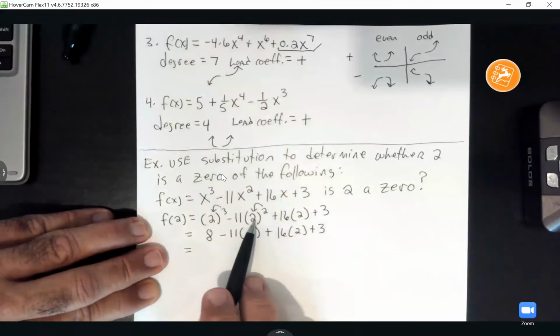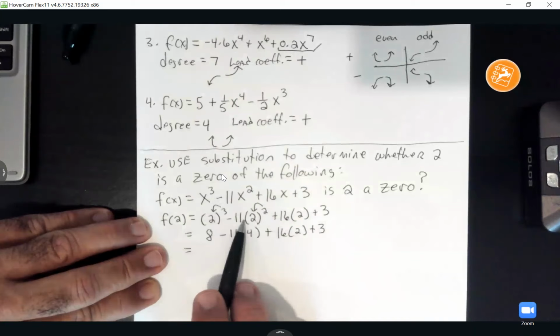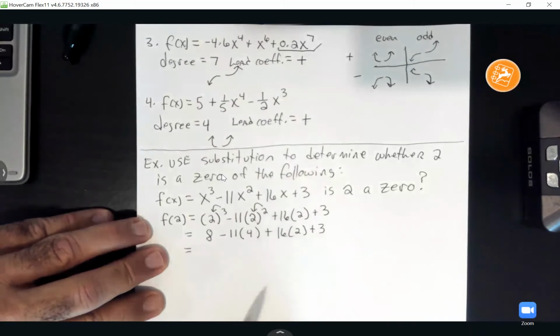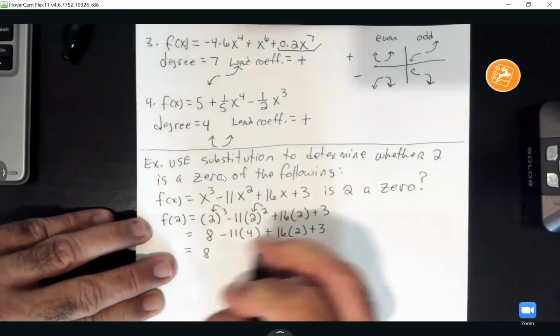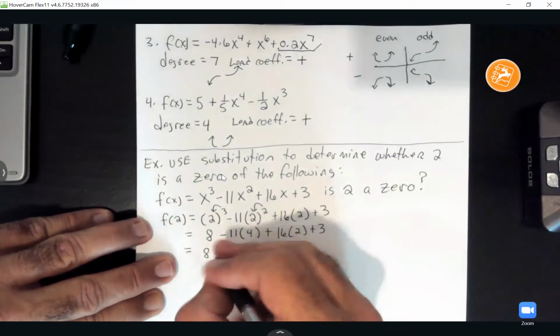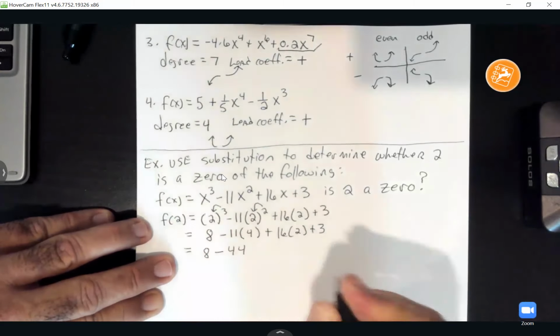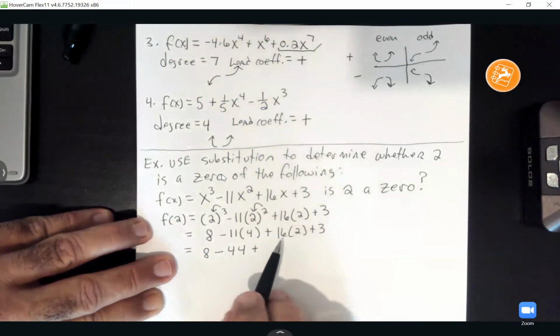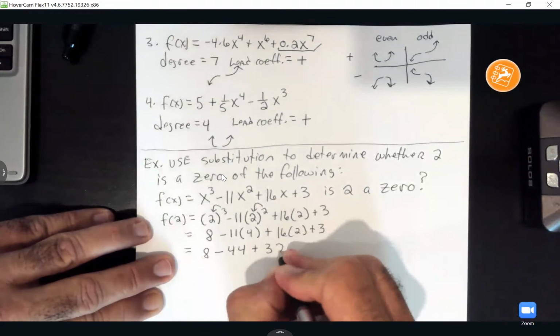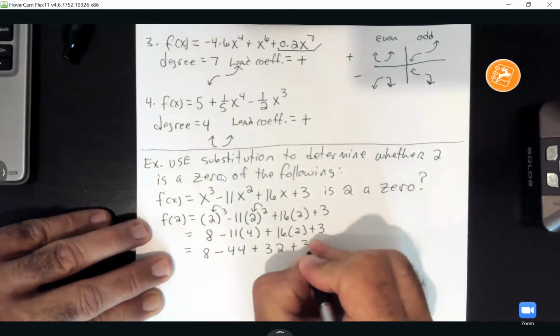All I did on that step was the 2 exponents. Now I'm going to go through and multiply wherever I need to. So the 8 is good. Right here, I got a negative 11 times 4, which will give me a negative 44. Here, I got a 16 times 2, which is 32. And then I got my plus 3.